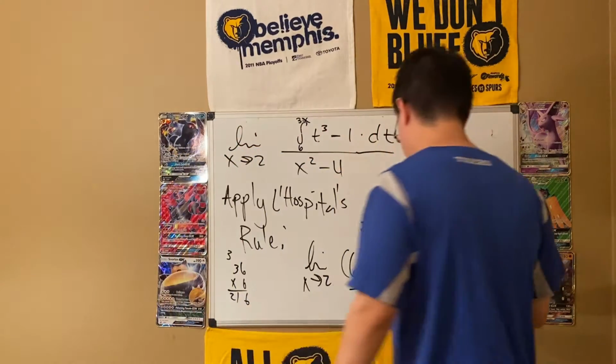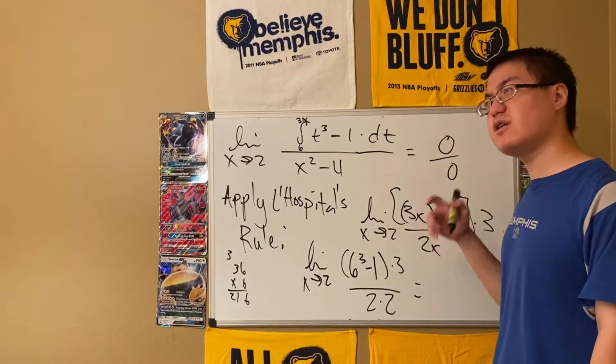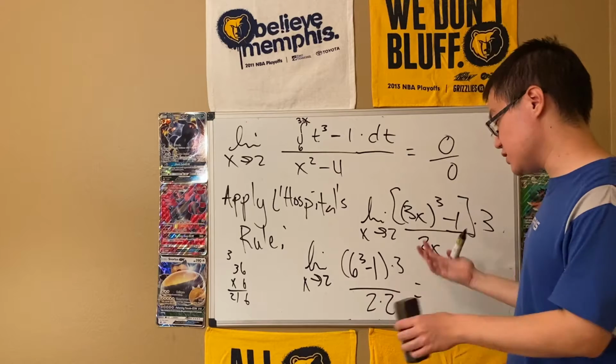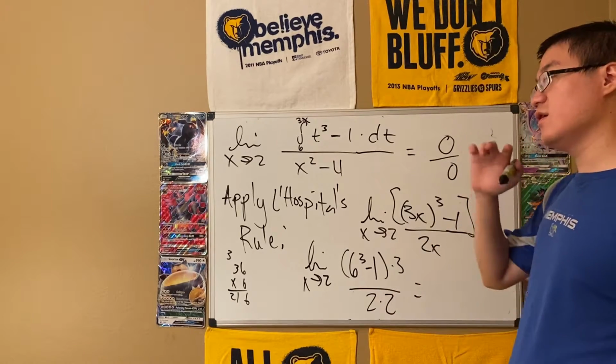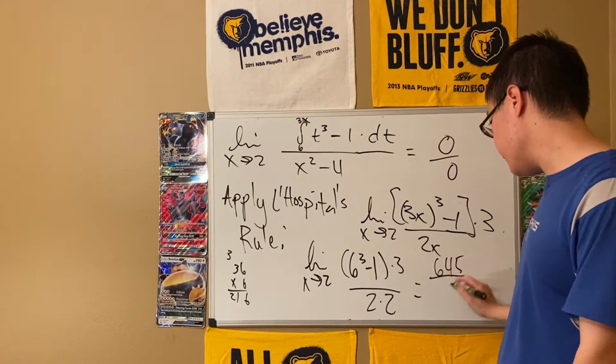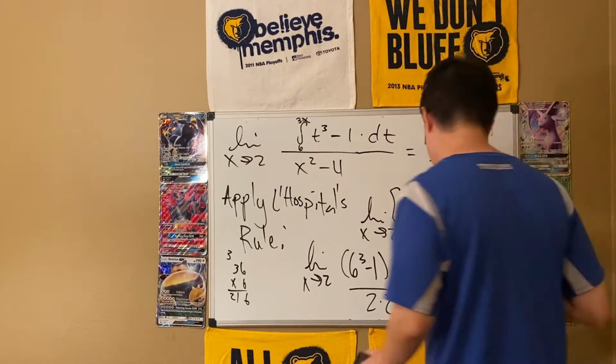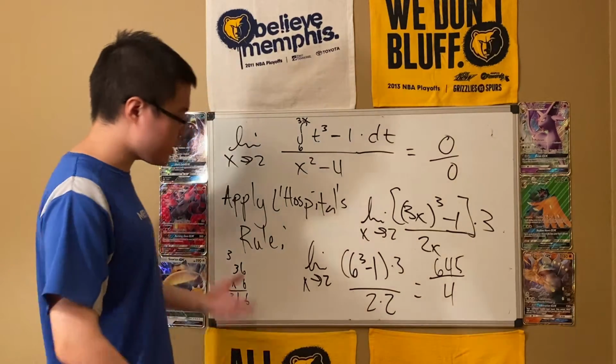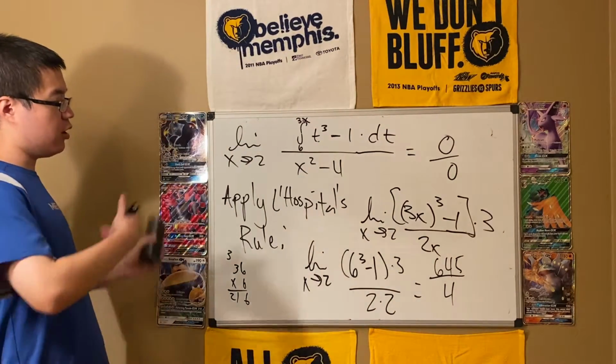So it's going to be 215 times 3. This is the least important part of this video, but it's 215 times 3, that'd be 645 maybe over 4. Looks like we got my favorite number in the world, 645 over 4. Again, the number doesn't really matter. It's really all about the process.